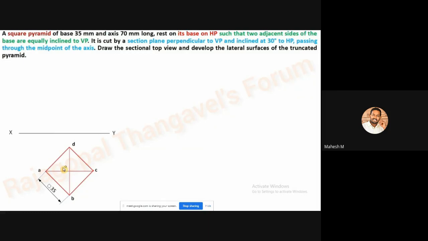Okay, so after creating the reference line, that is the projection lines, you can start working on your front view. Like this, the axis of your front view is 70 mm. So you can create all the slant edges.